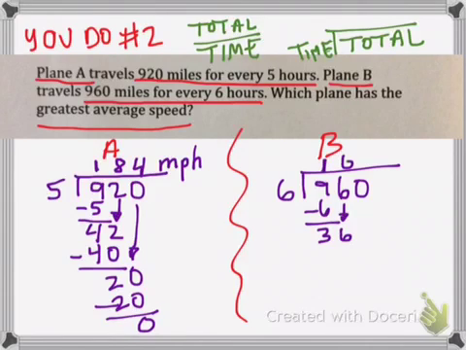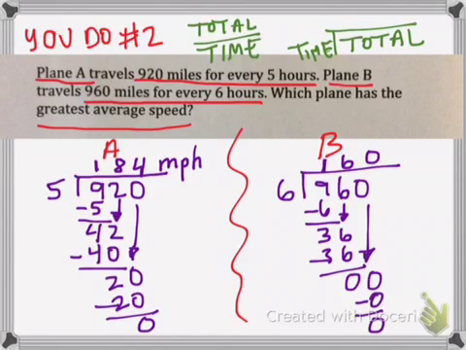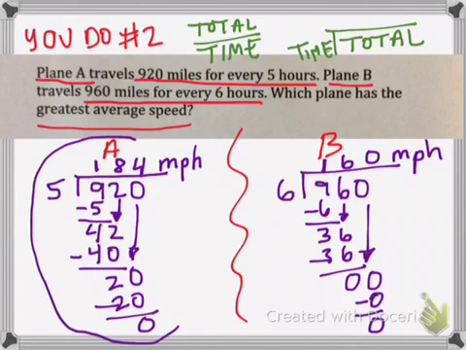36 divided by 6 is 6. 6 times 6 is 36. I subtract, bring down my 0. 0 divided by 6 is 0. 0 times 6 is 0. I subtract, so I have no remainder. Plane B travels 160 miles per hour. That's its unit rate. So the question was, which plane has the greatest average speed? So I see that plane A traveled further per hour because it's 184 miles per hour versus plane B's 160 miles per hour. So for you do number 2, the answer is plane A.